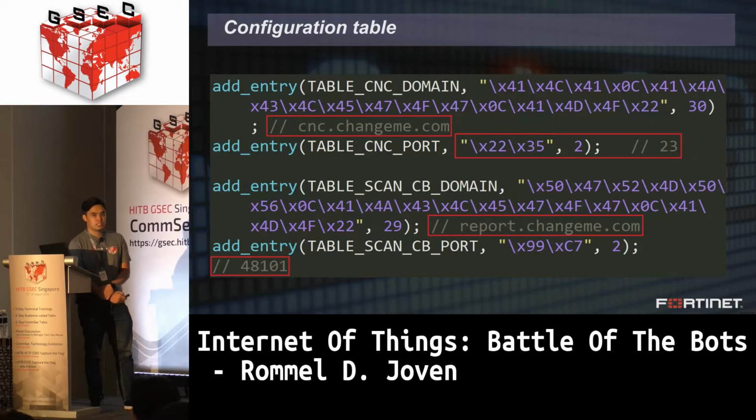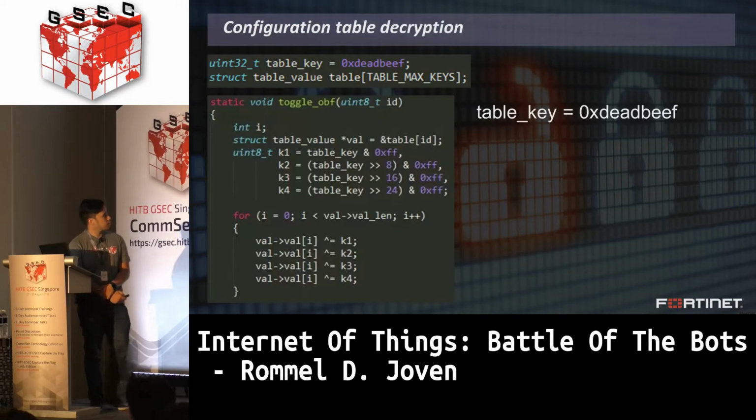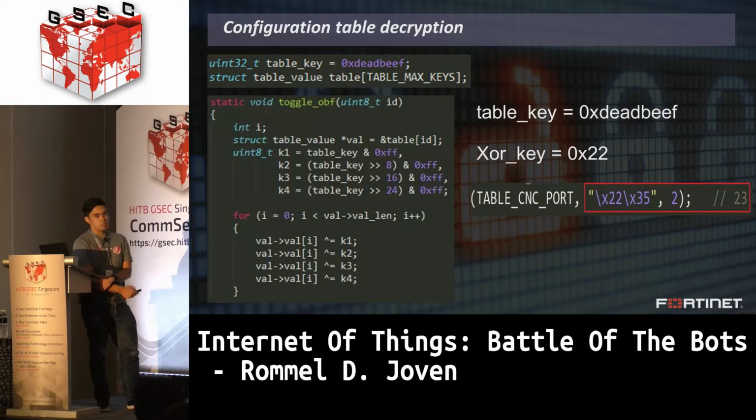So how does the decryption of Mirai work? Let's take a look at how it decrypts. Basically, it has a table key here. I just copied it here to see it clearly. This is deadbeef. What it does is just use a XOR algorithm. It's quite simple. It XORs each byte of this table key. If we XOR each byte with each other, we'll get a value of 0x22. And when we XOR this value to the encrypted configuration table, we should be able to dump the configuration table.